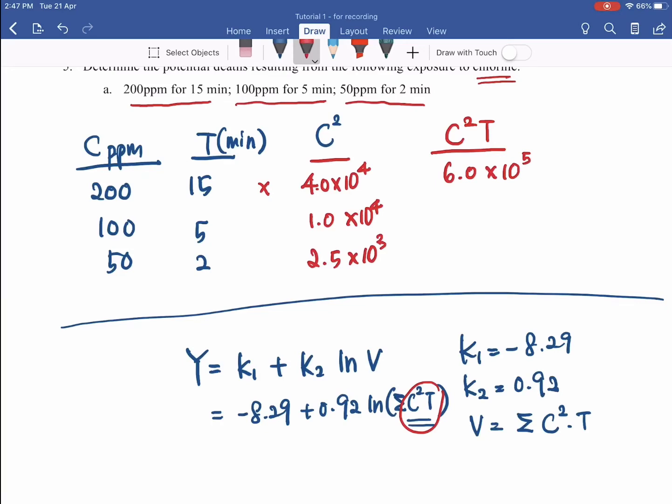Am I correct? Yes, I think so. And then we have 5.0 times 10 to the power of 4. And of course, the last one, when we multiply this one, you get again 5.0 times 10 to the power of 3. So your total summation, you have to add all three up. You get something like 6.55 times 10 to the power of 5.